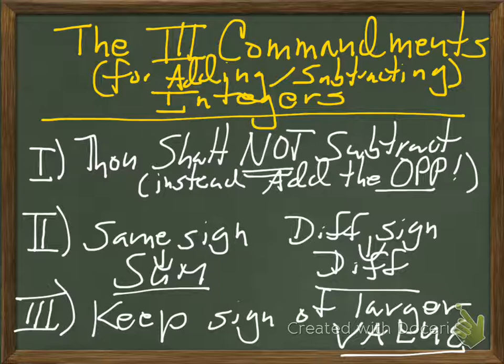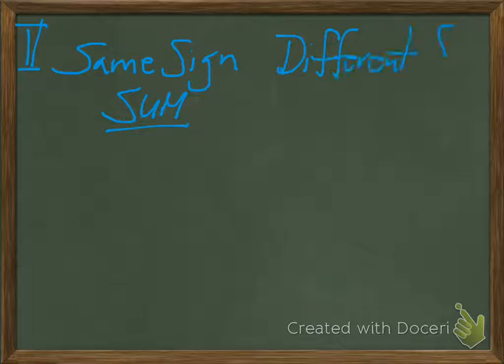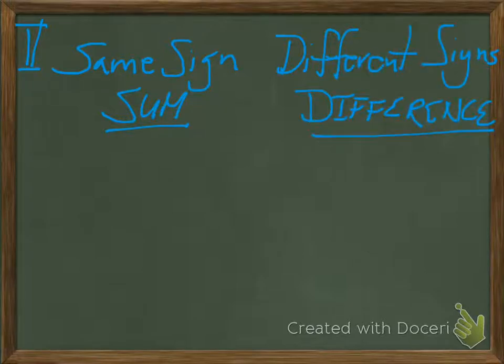What we're going to be talking about today is still positive and negative numbers, but instead of adding and subtracting them, we're now going to be multiplying and dividing them. But this is where it gets tricky. If you look closely at the second commandment, let's carry that over to another slide. Same sign, we're going to find the sum, and different signs, we're going to find the difference.